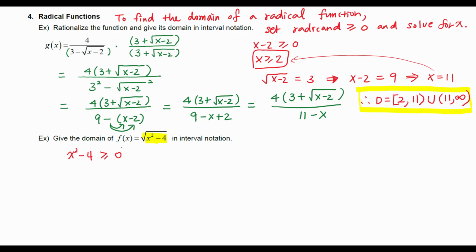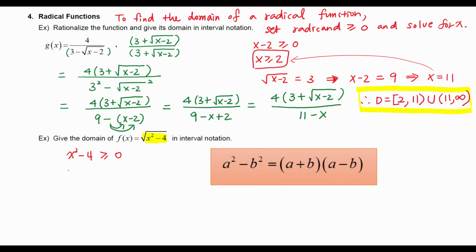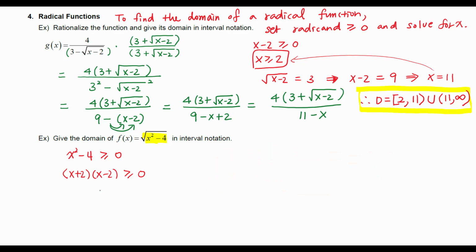To solve this, recall from algebra, you want to factor. When you factor x squared minus 4, it is x plus 2 times x minus 2 greater than or equal to 0. Find all the x-intercepts, which are negative 2 and 2. Since we want all x where this function is greater than or equal to 0, negative 2 is good because when x is negative 2, 0 is greater than or equal to 0, which makes this inequality true.